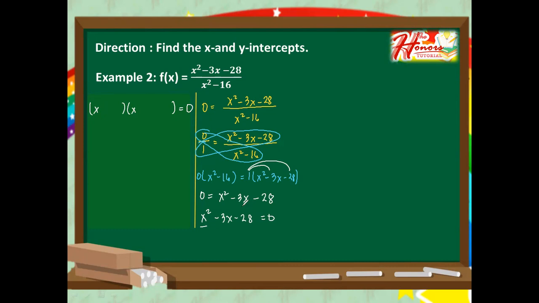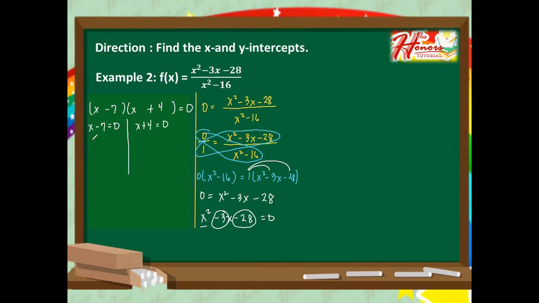And then you have to think of two numbers that when you multiply is equal to negative 28, the third term, and when you add those numbers, the answer is negative 3. So in that case, we have here negative 7 and positive 4, because negative 7 times positive 4 is equal to negative 28 and negative 7 plus 4 is negative 3. And then we have to solve for x. So we have here x minus 7 equals 0, x plus 4 equals 0.